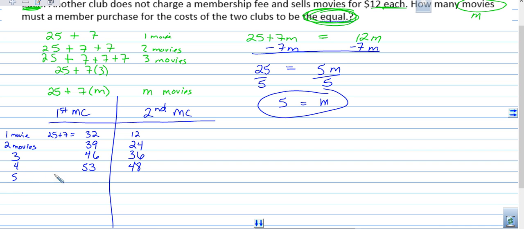Okay, go to 5 movies, that'd be $60. 48 plus 12 is 60. Oh, they're equal now, so it must be 5 movies. And then see how we're at 5 movies here. It's the same thing. Logic your way through it, you can get the answer.